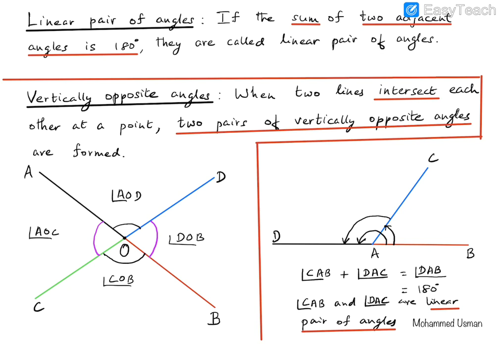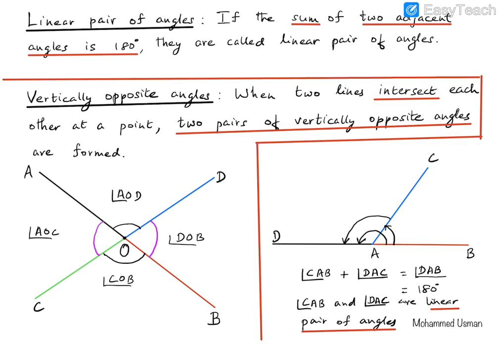And later we will see and also prove that the vertically opposite angles are equal. That means this angle AOD and the angle COB will be equal. That is AOD equal to COB. And similarly, the angle AOC and angle DOB will also be equal. Okay, that means their values will be the same. We will prove that in a later video.